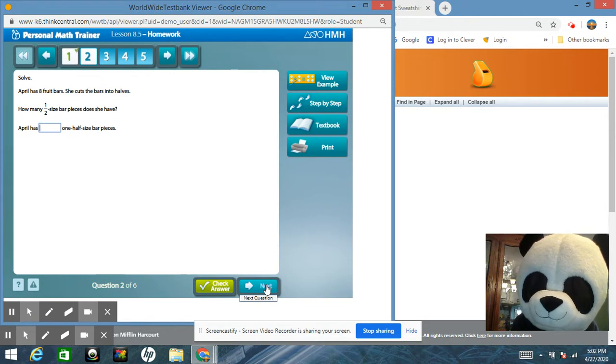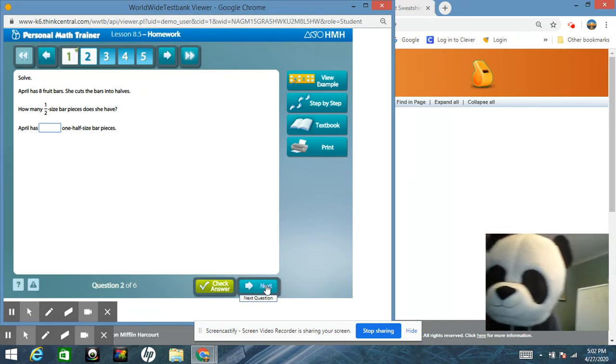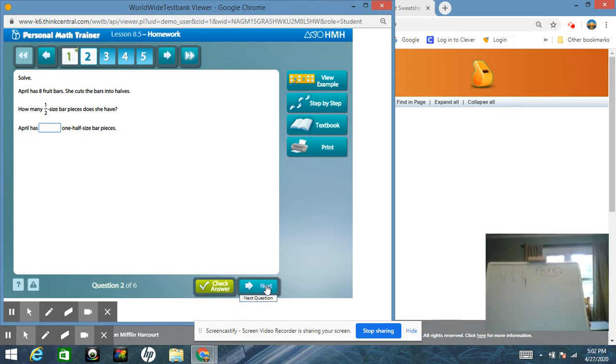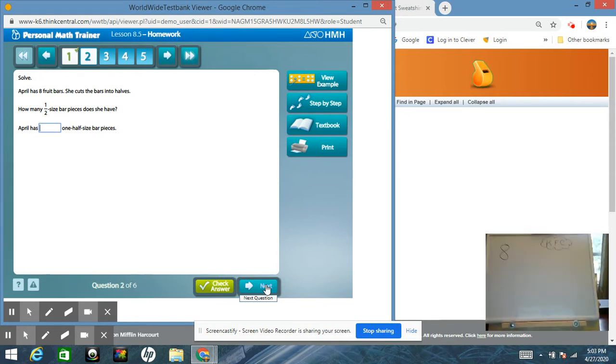So now this time I'm going to have to figure out this problem. It says April has 8 fruit bars. She cuts the bars into halves. How many half-size bar pieces does she have? So let's look at the board to see how to solve that problem. Oops, that's the wrong problem. We start off with what she has. She has the 8 fruit bars. And it says she's dividing them, or sharing them, or cutting them, I think the proper word was, into half pieces.